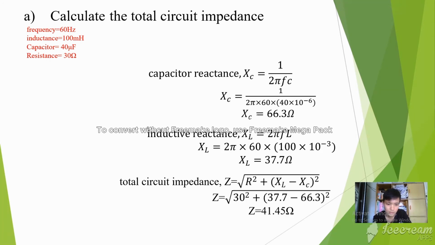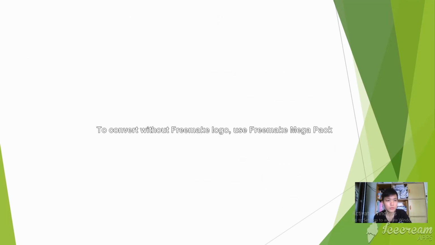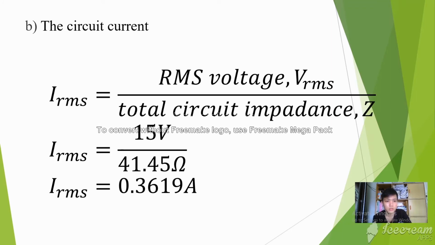Last, we calculate the total circuit impedance using the formula Z equals square root of R squared plus the quantity XL minus XC, squared. We get a total circuit impedance of 41.45 ohm. The second question asks to calculate the circuit current. We use the formula voltage divided by the total circuit impedance, and we get the total circuit current, which is 0.3619 ampere.